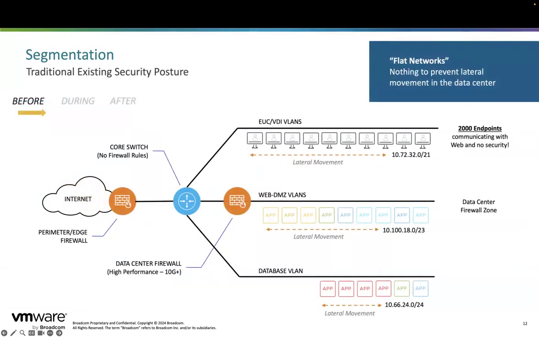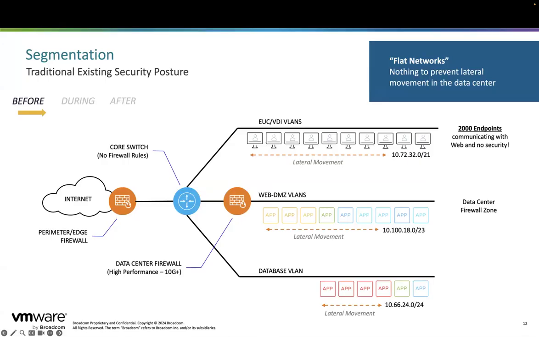Just a traditional example of segmentation. We've got three networks: a VDI VLAN, a web DMZ VLAN, and a database VLAN. We've got a core switch with routing capability to get between the different networks. We've got a data center firewall. We've got a perimeter edge firewall.